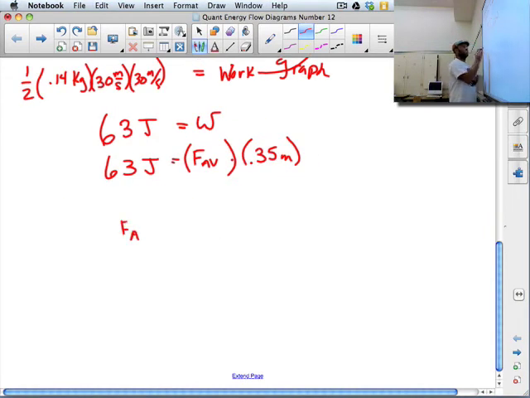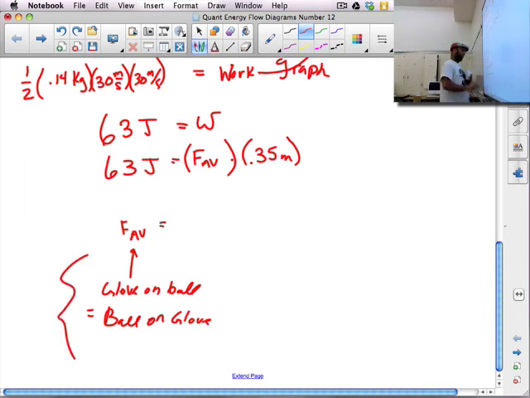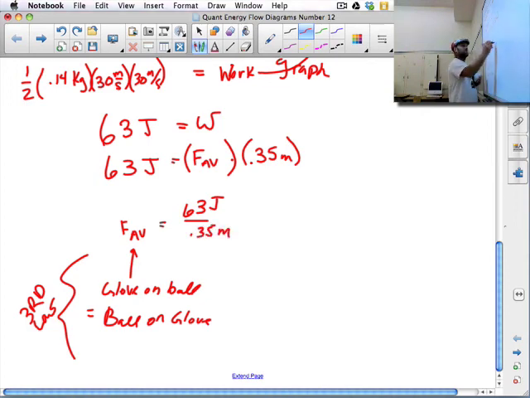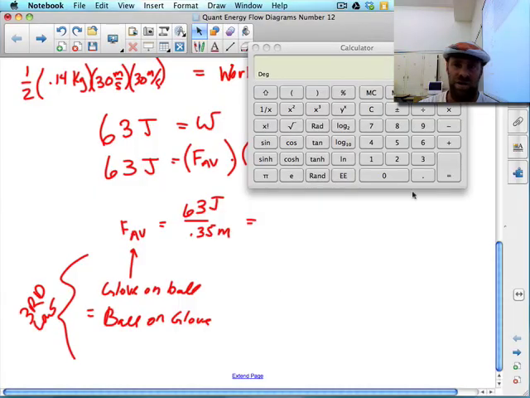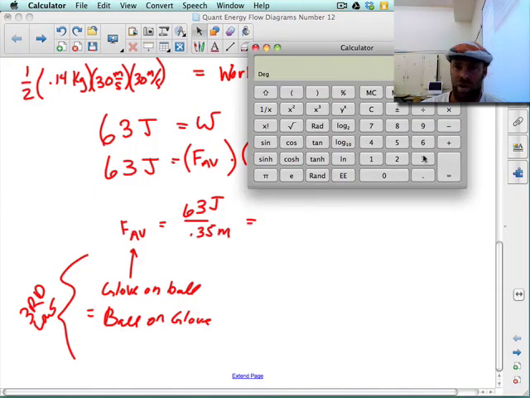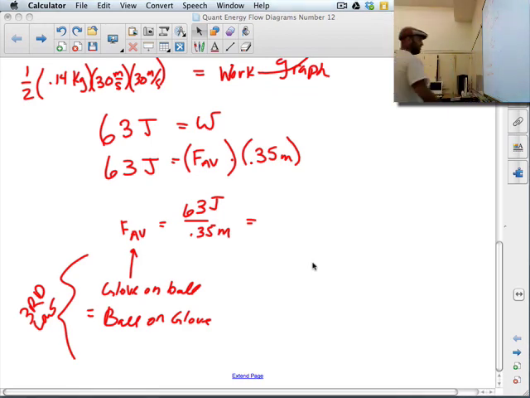So my average force of the glove on the ball, and this is the force of glove on ball, but it should be exactly the same, but in opposite direction, as the ball exerting force on the glove. Which law is this? You should know that this is Newton's third law. Anyway, either way, it's 63 joules divided by 0.35 meters. So let's see what that is. Here's our 63 divided by 0.35. What do I get? I get 180. So it's an average force of 180 newtons.